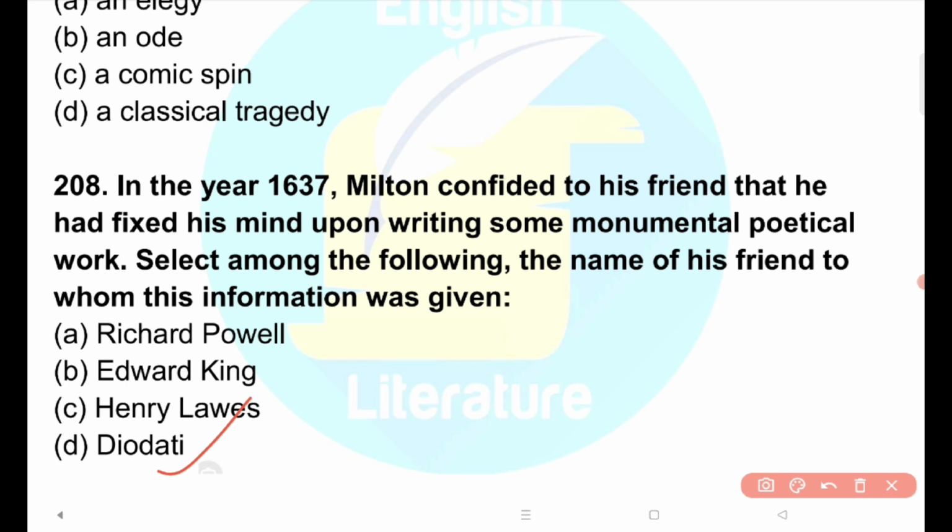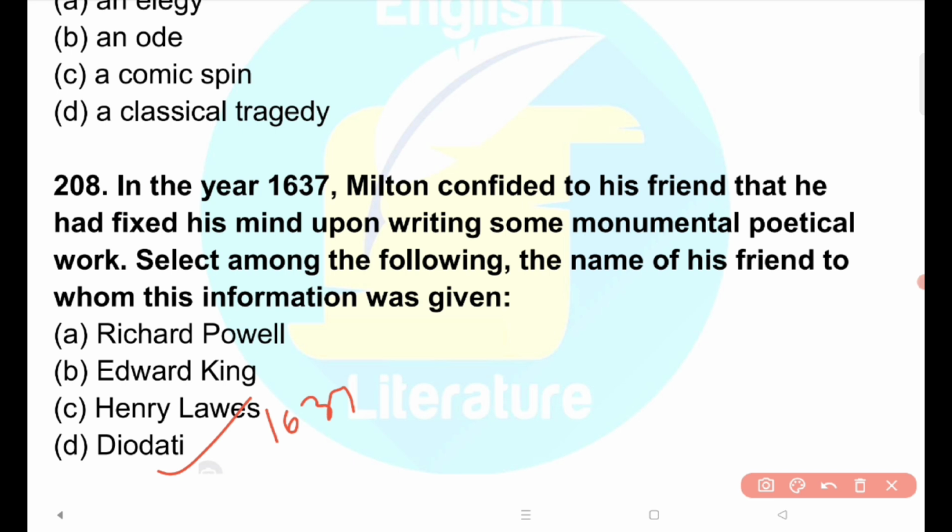Charles Diodati was Milton's closest friend from his school days at St. Paul's. In a letter of 1637, Milton confided in him about his aspirations to write a great epic, which later became Paradise Lost. His correspondence with Diodati reveals deep intellectual discussion and literary ambitions.